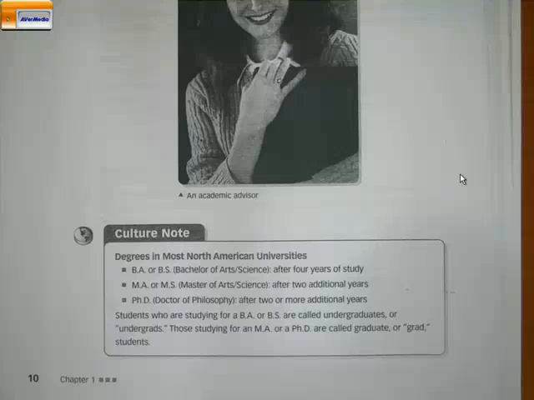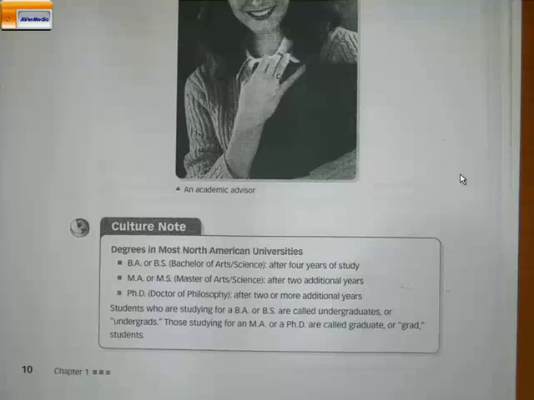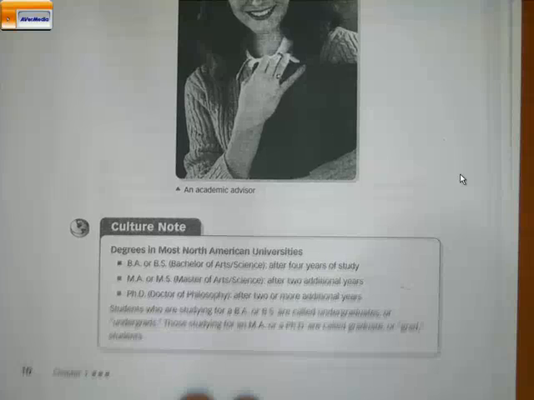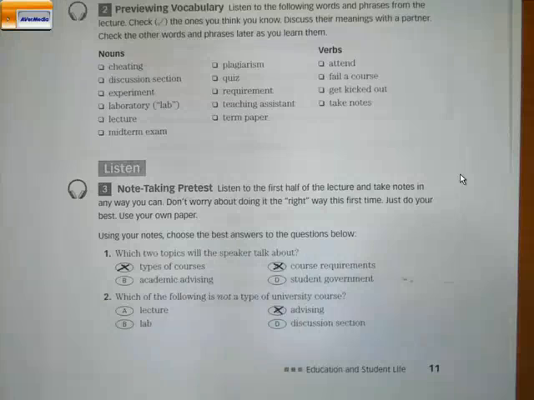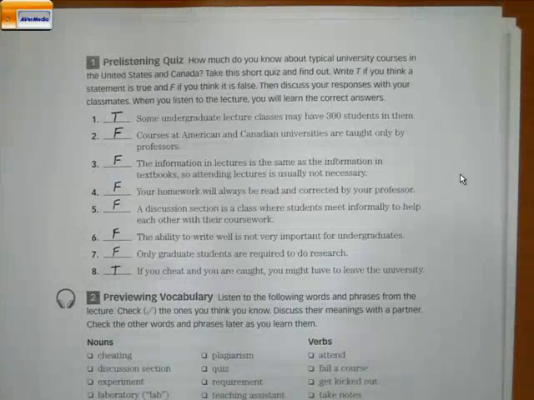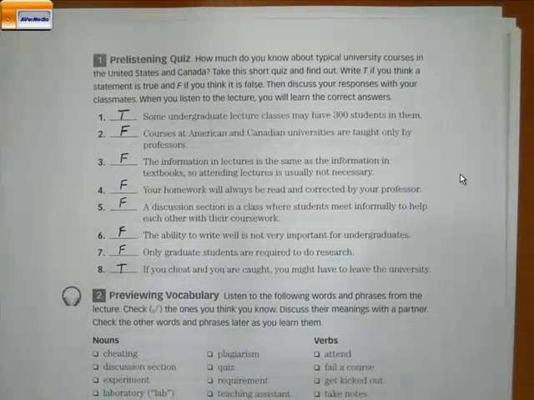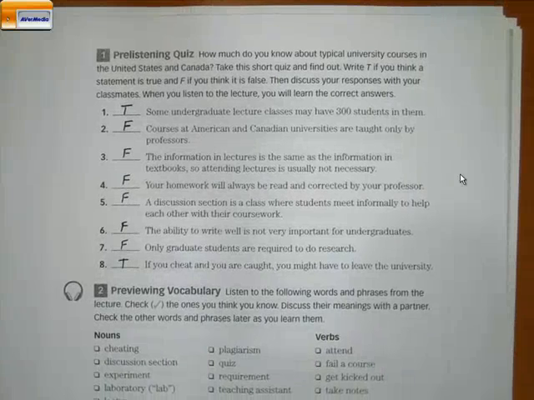So please notice these are degrees. Now if you're doing a BA, you are an undergraduate. If you're doing an MA or PhD, you're considered to be a graduate student or a grad student. Some vocabulary for you to know. Now, we have here an item, a pre-listening quiz, which you could have done. Some of you may have done it. Let's see what you decided.